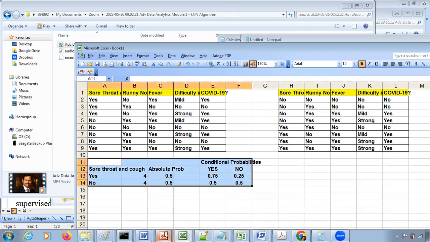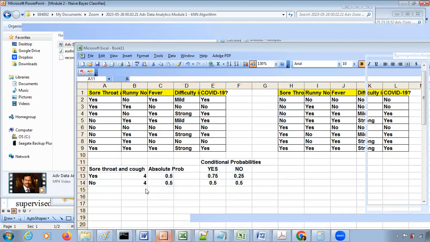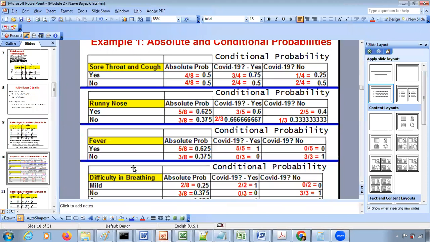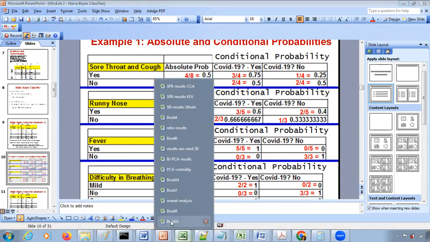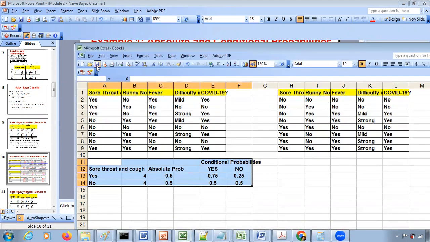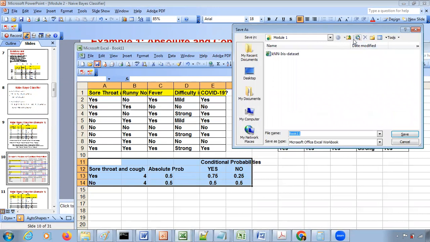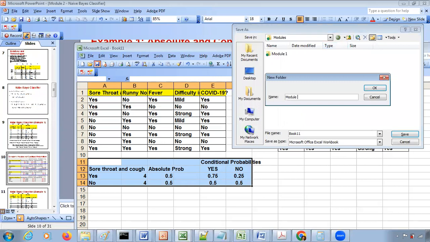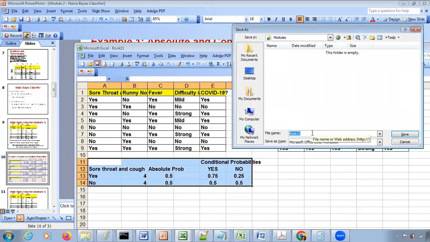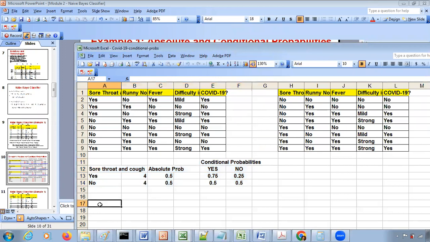So here in the slide, you can see I've done that for all the 4 features. And I also indicated here how you get those numbers. Okay, so let us now do runny nose. Let's save this. We'll do now for runny nose.